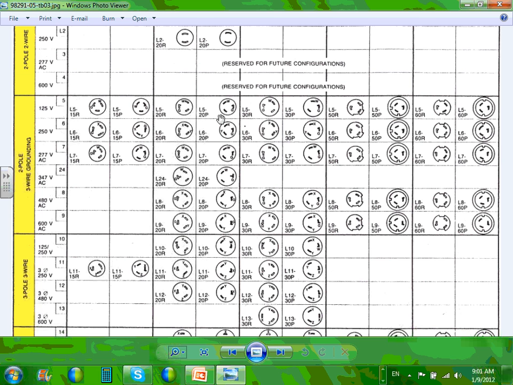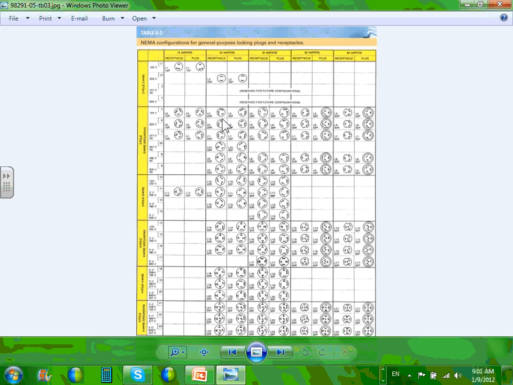Right here, you're looking at the top. You push it in, and you twist it. It locks. All these are locking type receptacles on the walls. Any questions guys about this? So what's the importance of this for you?